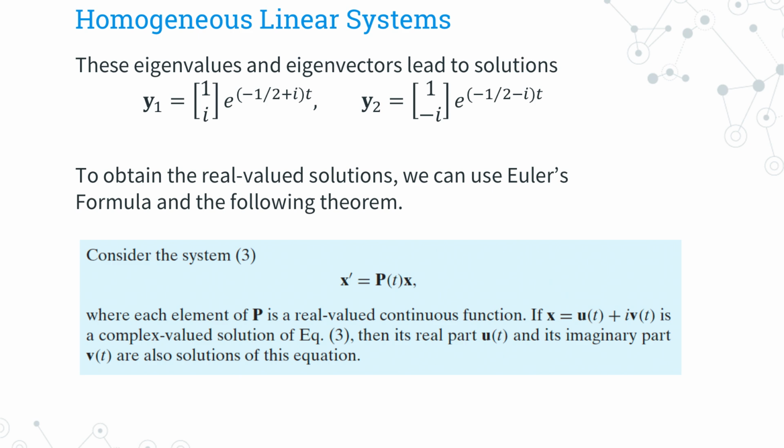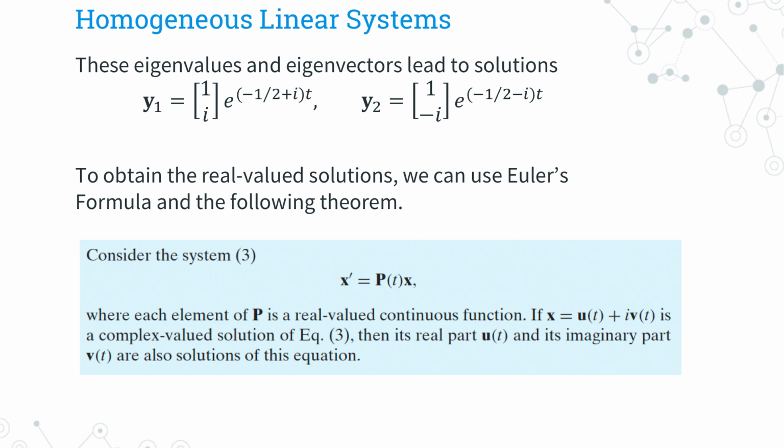And then our following theorem says to consider the system x prime is equal to P of t times x, where each element of P is a real valued continuous function. If x equals u of t plus i times v of t, in other words, if u is the real part and v is the imaginary part, and that is a complex valued solution of our equation, then its real part, u of t, and its imaginary part, v of t, are also solutions of this equation.